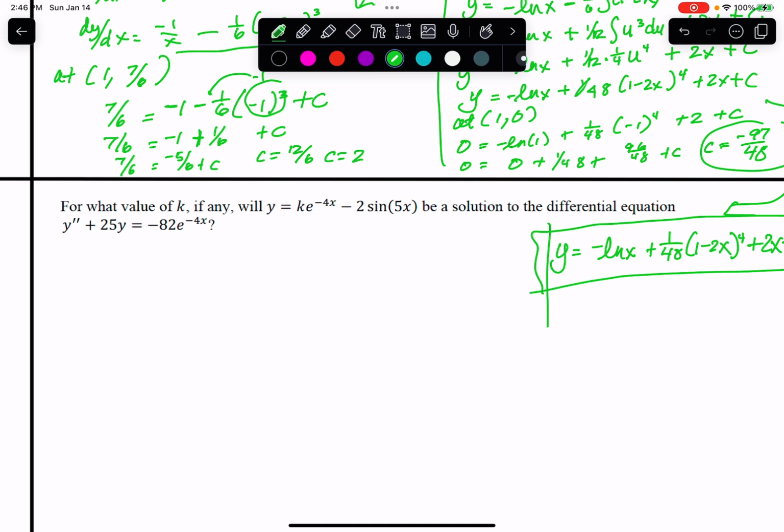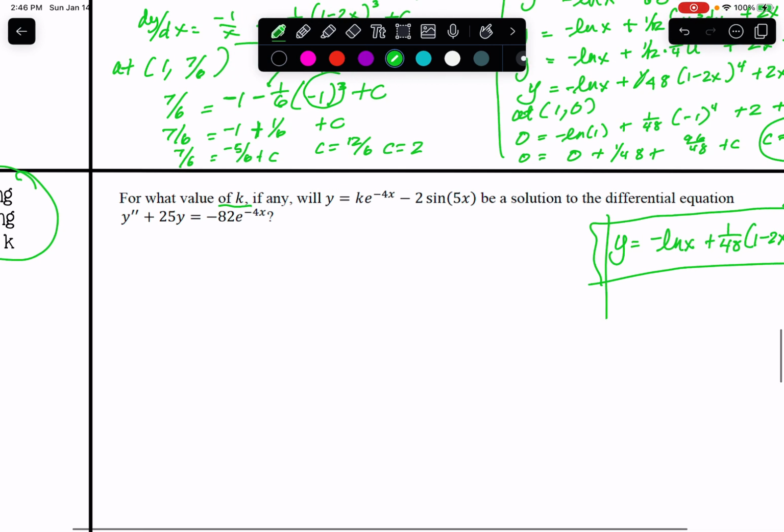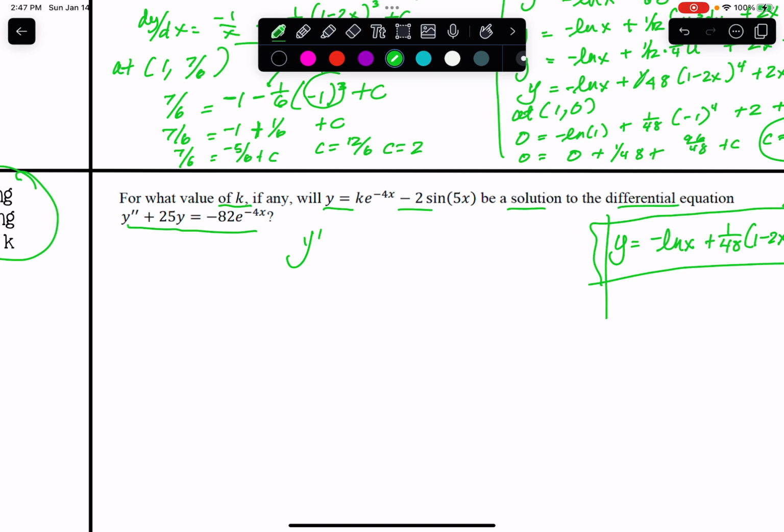All right, let's do this last one. It's nowhere near as bad, okay? It says, another way to ask if you have to find a missing k. What value of k, if any, will y equal k e to negative 4x be a solution to the differential equation y prime prime? So this is like the very beginning when we were validating that was working, but we have to find k this time. But the process is going to be the same. We need y prime, and we really need y prime prime. So first we have to find y prime.